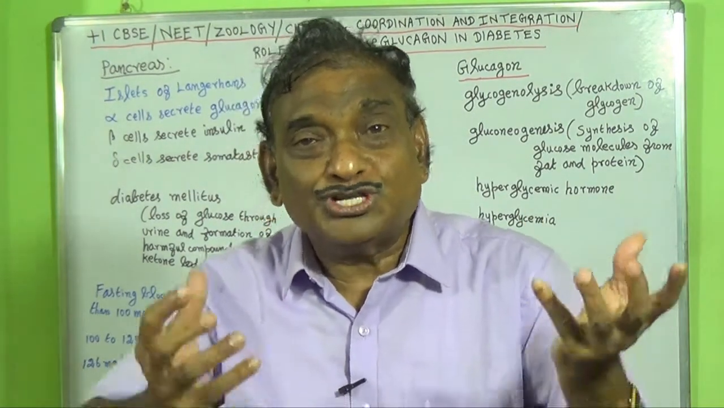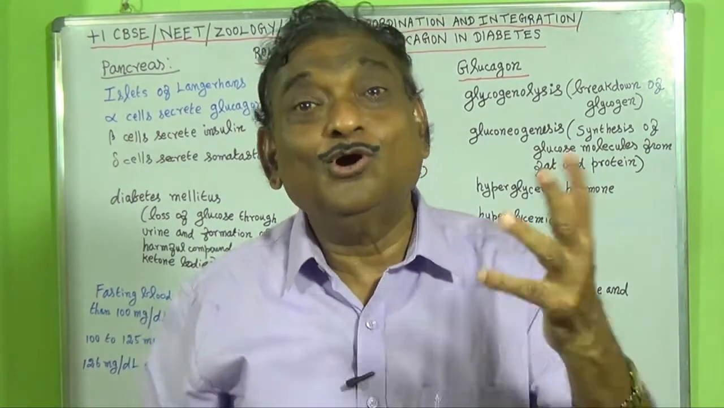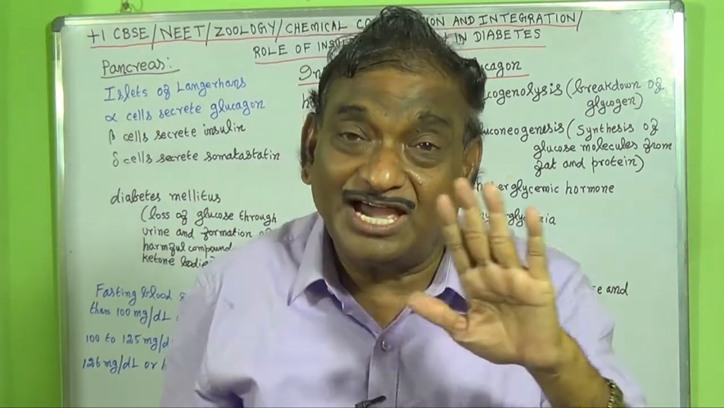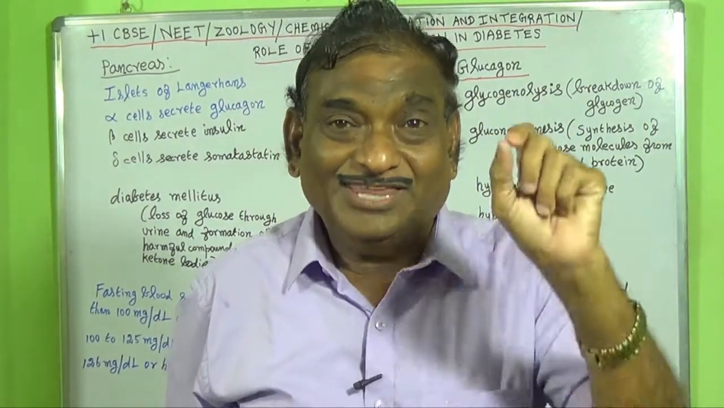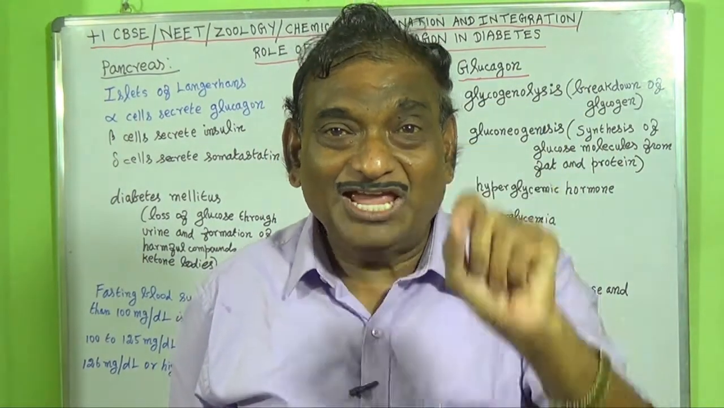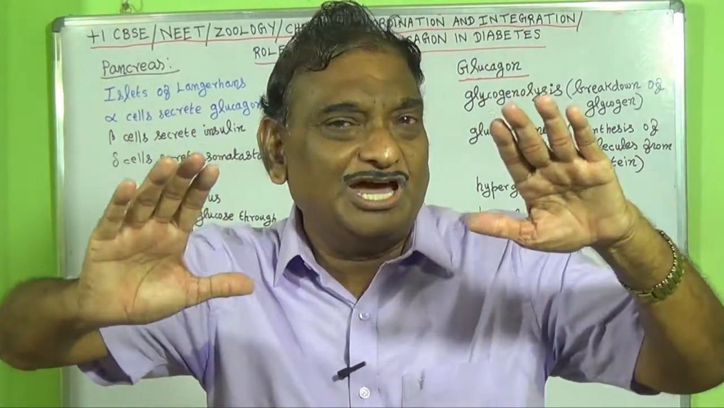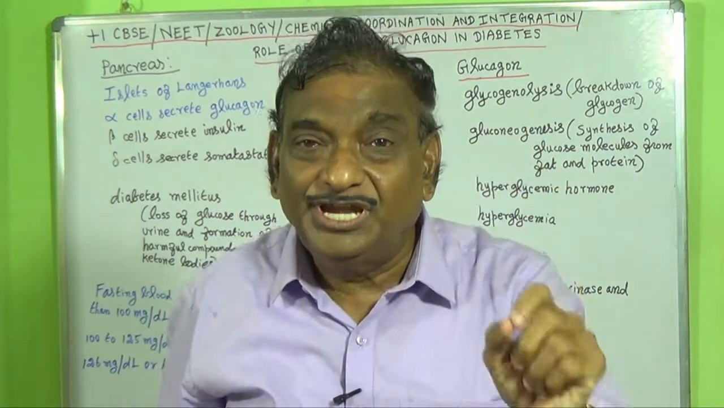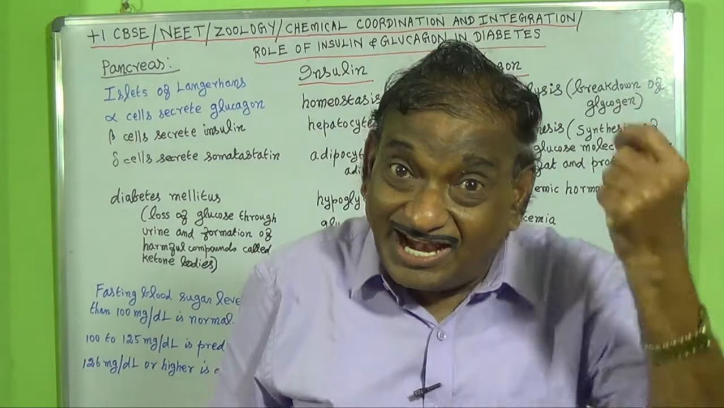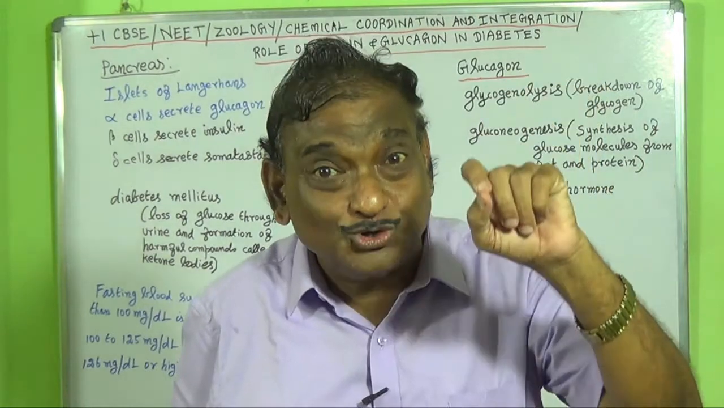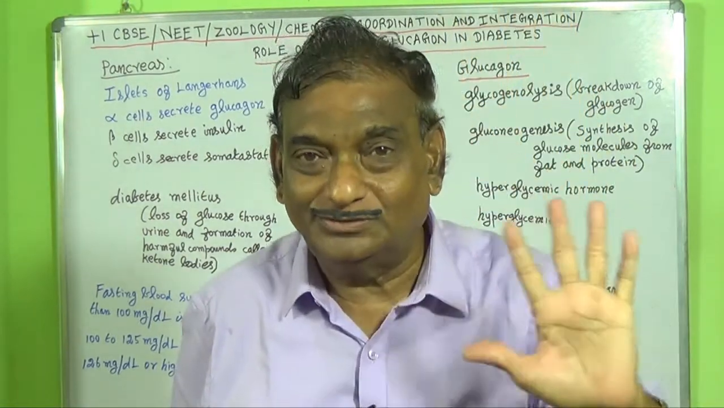Because the blood glucose level is low in your blood. Is it possible? No, our body cannot ask us. At that time, one more hormone, that is glucagon, plays an important role in maintaining the normal glucose level, in this case, to increase the glucose level of the blood.